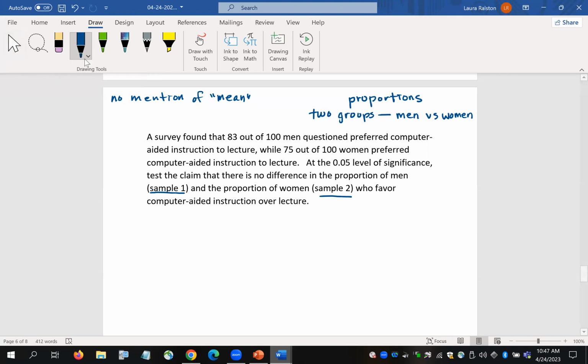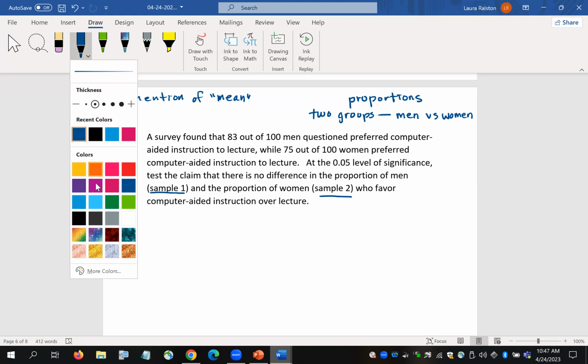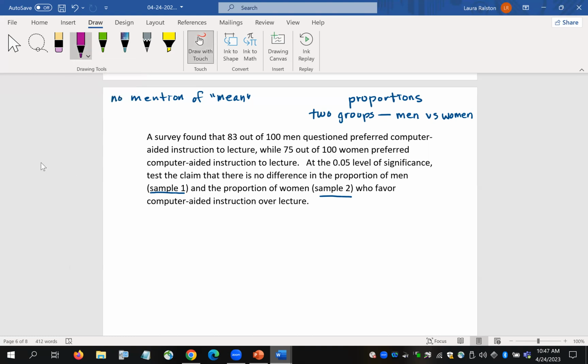So the fact that I have proportions and I want to compare two groups gives me the clue that this is a two proportion z-test. Again, with proportions, it's always going to be a z-test.